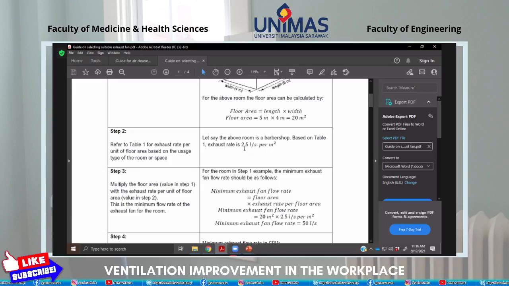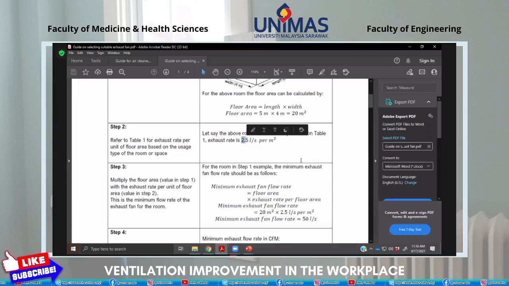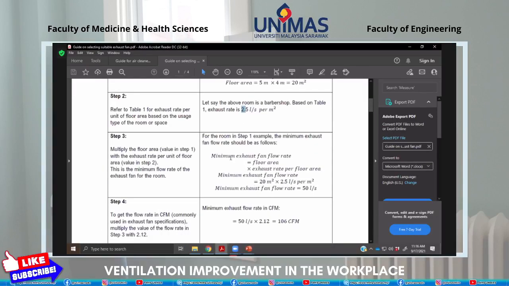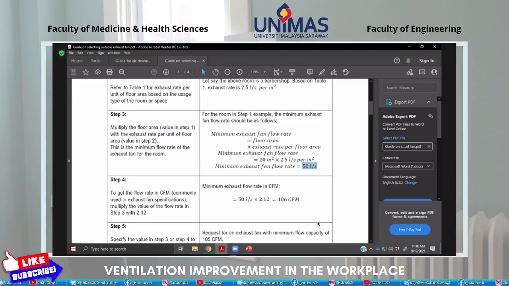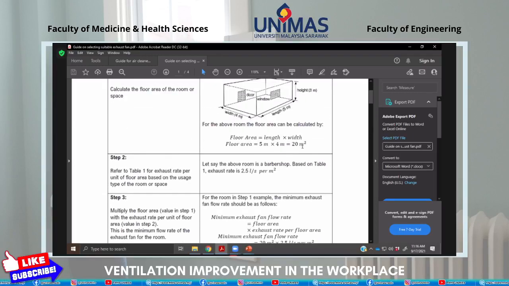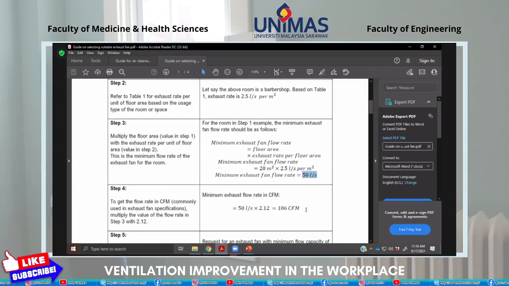Then in step 3, we multiply this value, 2.5 liters per second per square meter, with the floor area. The minimum exhaust flow rate that we need is 2.5 liters per second per square meter multiplied by 20 square meters, and we get 50 liters per second. So 50 liters per second is a very, very small amount. If you go to the retailer, for a room of this size, you just go and buy the smallest exhaust fan available. The smallest wall-mounted one can actually easily give us 170 cubic feet per minute.